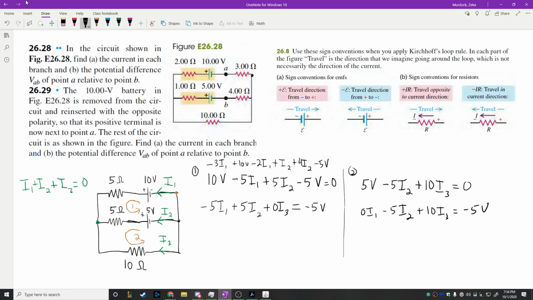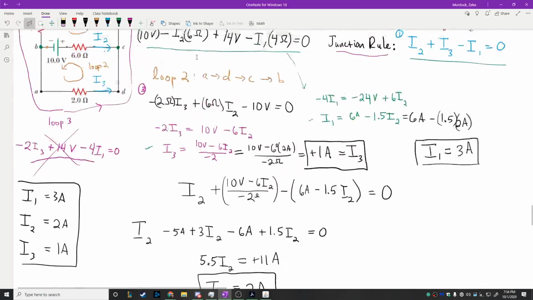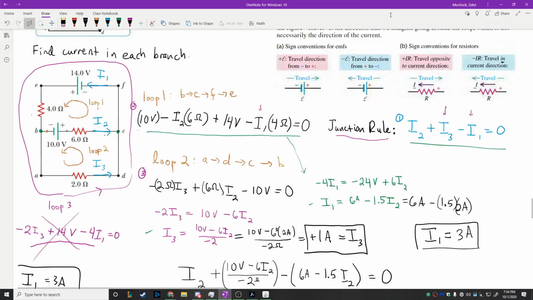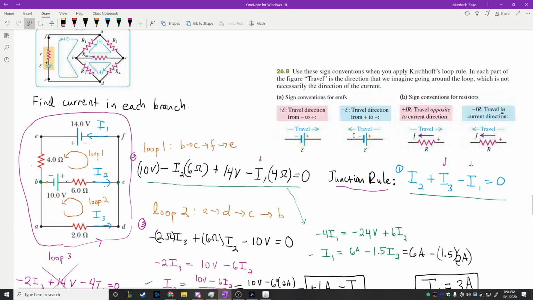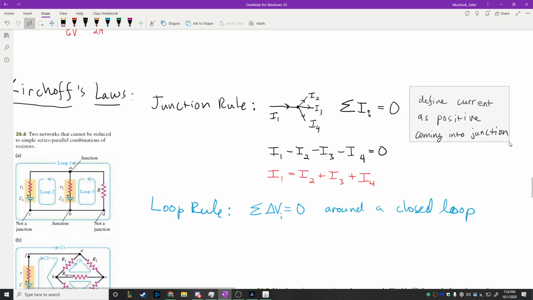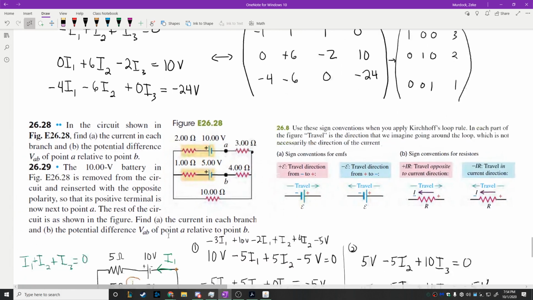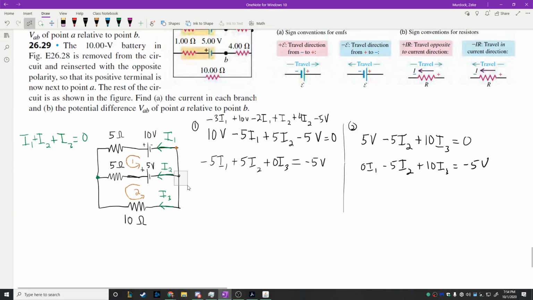Can I re-explain why I1 plus I2 plus I3 equals 0? All of the things are going into the same junction. The way that I said you need to do this is, where's the junction rule? Junction rule right here. Define current as positive coming into the junction, negative when it comes out. So if we had done the other junction, they would have all been negative, because from this junction, they're all leaving the junction.